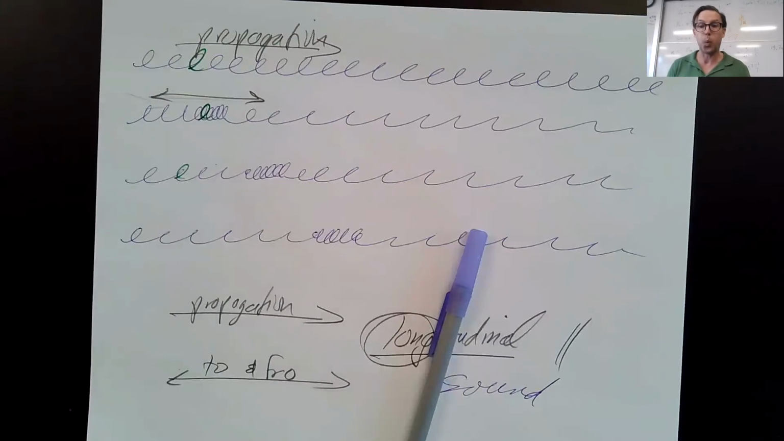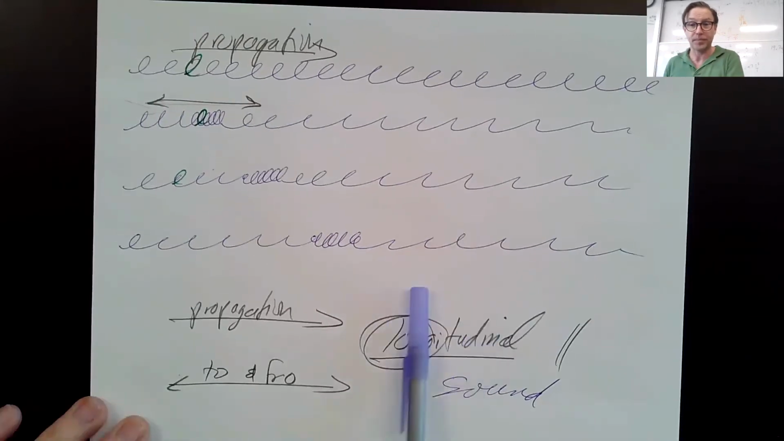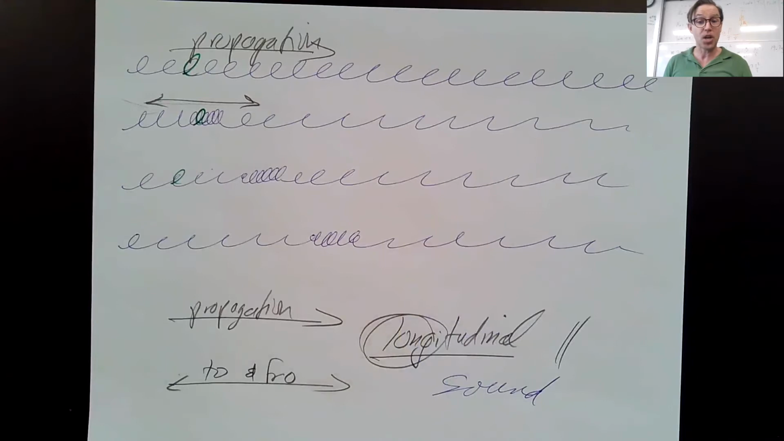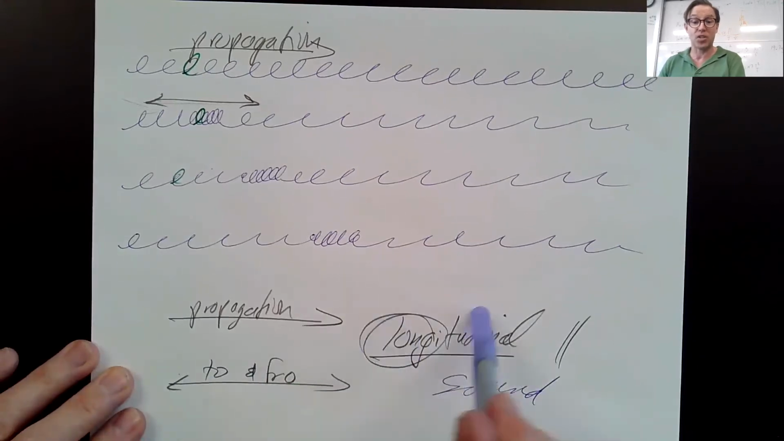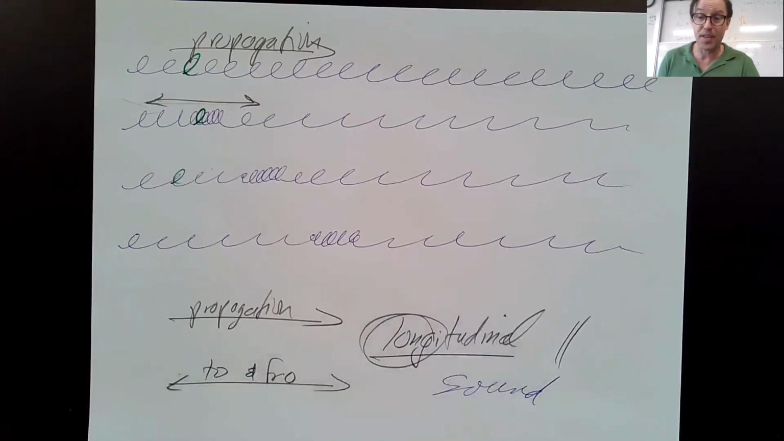So as the sound travels through the air, the particles go back and forth, parallel and anti-parallel to the direction of propagation. And we will talk a lot about sound and longitudinal waves after the AP Physics exam, but still this year in AP Physics 1.